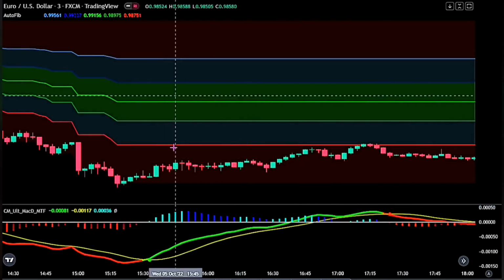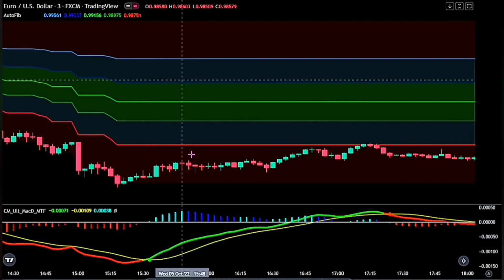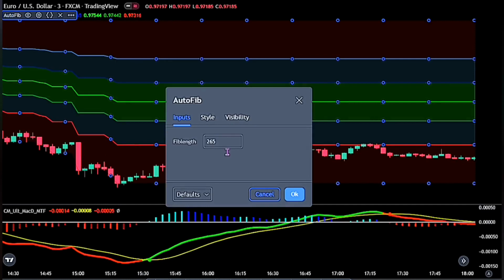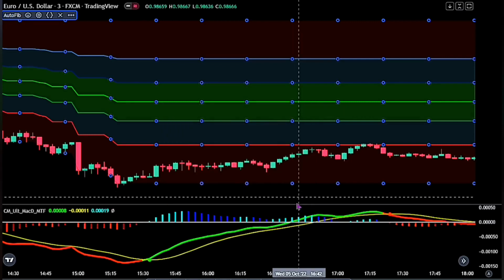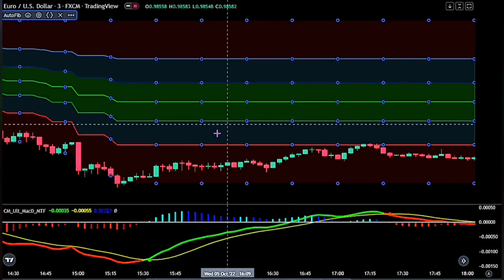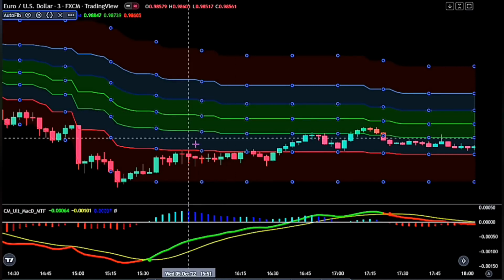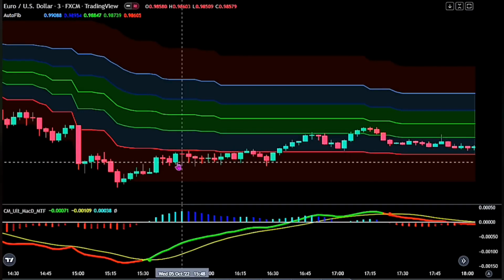Now let's quickly adjust the settings for these indicators in order to make the best out of this strategy. Double-click on the auto fib. On the input, I want you to change the length to 100. And that's all for this settings. This auto fib will help us cap our losses to achieve the maximum profit attainable in the market using its different levels for risk management.